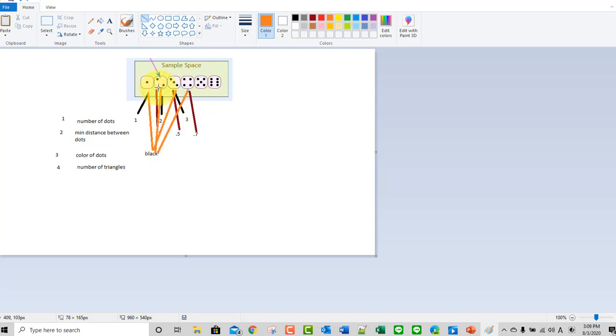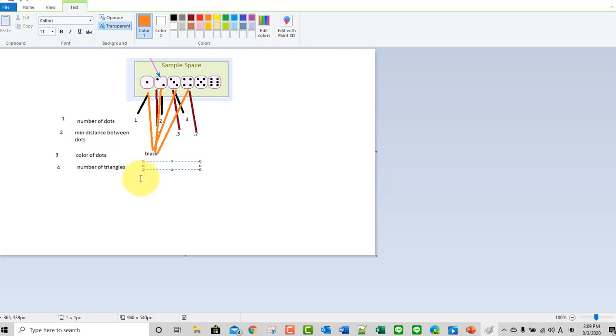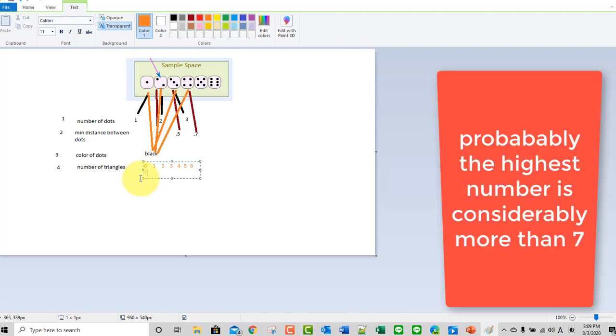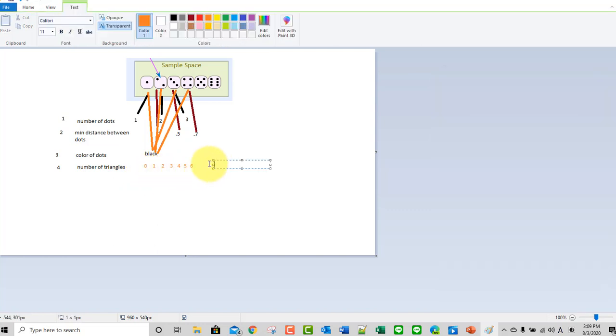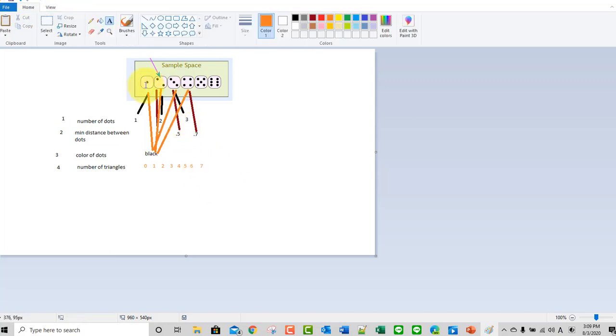And then the number of triangles, I guess we could have 0 triangles. So where's 0? We could have 0. I should have made that black. We could have 1. We could have 2. We could have 3. We could have 4. We could have 5. I don't know how many is the highest number there. Maybe 7, and so on. Whoops, that 7 should not be there. I guess I'll put 7 here, and so on.